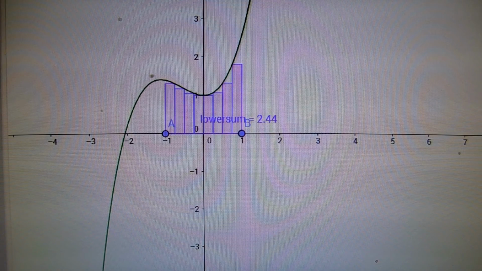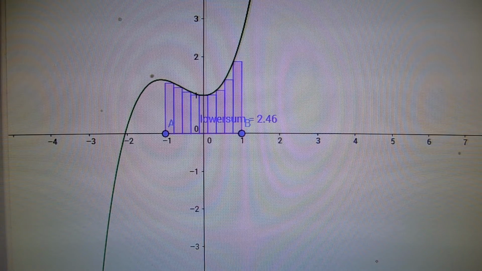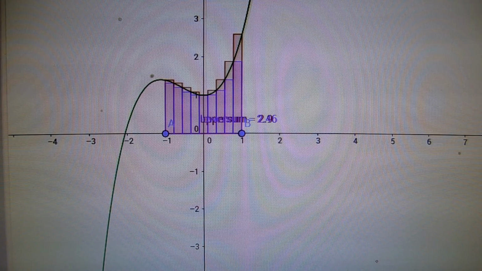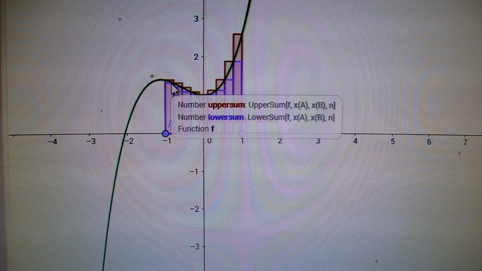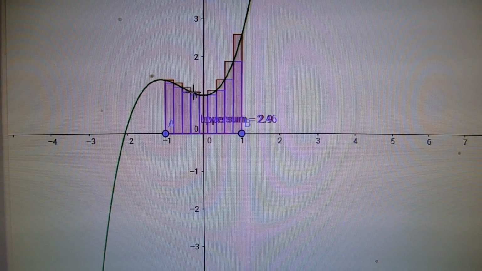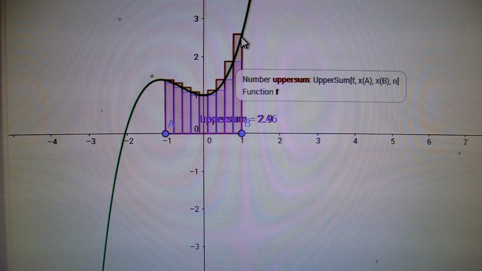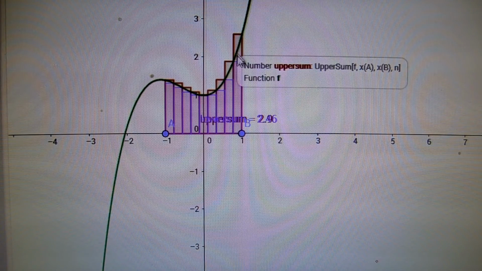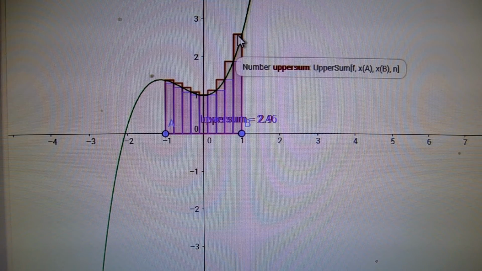Okay, now I'm going to take it back here to something that we can see a little bit better. Now let's superimpose our upper sum on it. You can see there's a difference between our upper sum and our lower sum. The more rectangles we have, the less that this distance is.